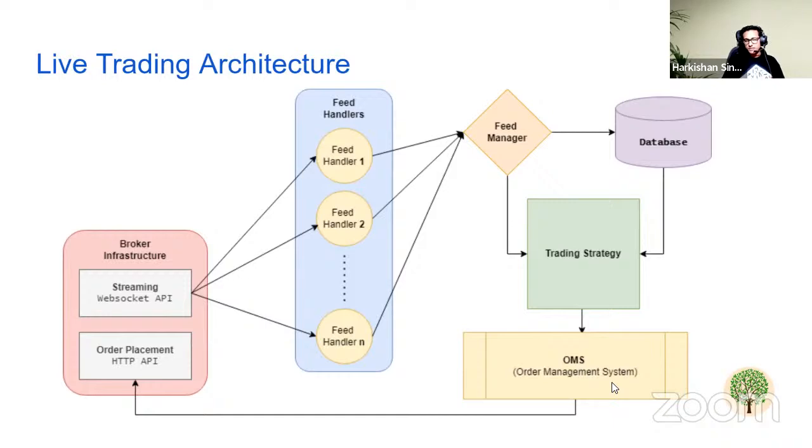called the order management system. The order management system receives those signals and converts them to orders, and finds the optimal way to execute those orders through the broker. So it sends those orders optimally to the order placement API, and it gets executed by the broker API. So this is the live trading architecture. It's just a simple overview. It's more complex than this.